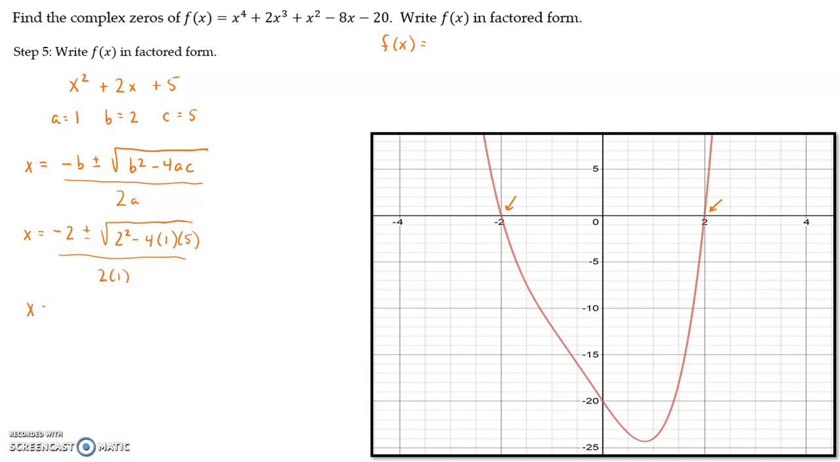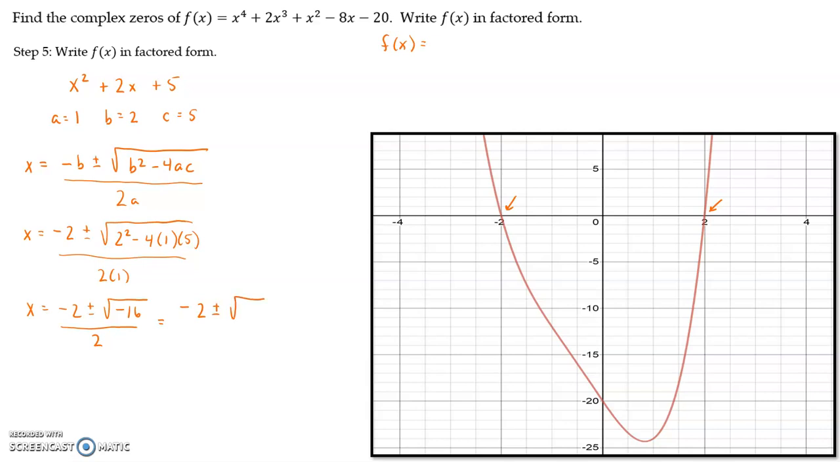Alright, so we can go ahead and simplify what we've got. Underneath our radical, 2 squared is going to give us 4, and the 4 times 1 times 5 is going to give us 20. So we've got 4 minus 20, which is going to give us a negative 16 under that radical. And let's go ahead and break this apart so that we can work with that square root of negative 16 piece.